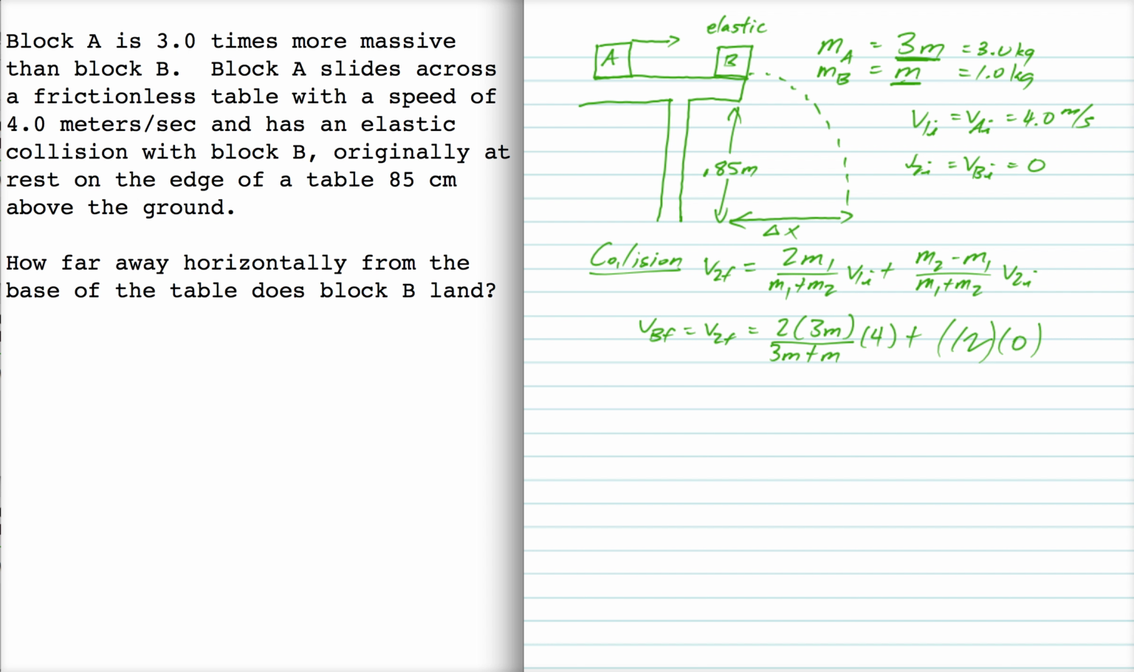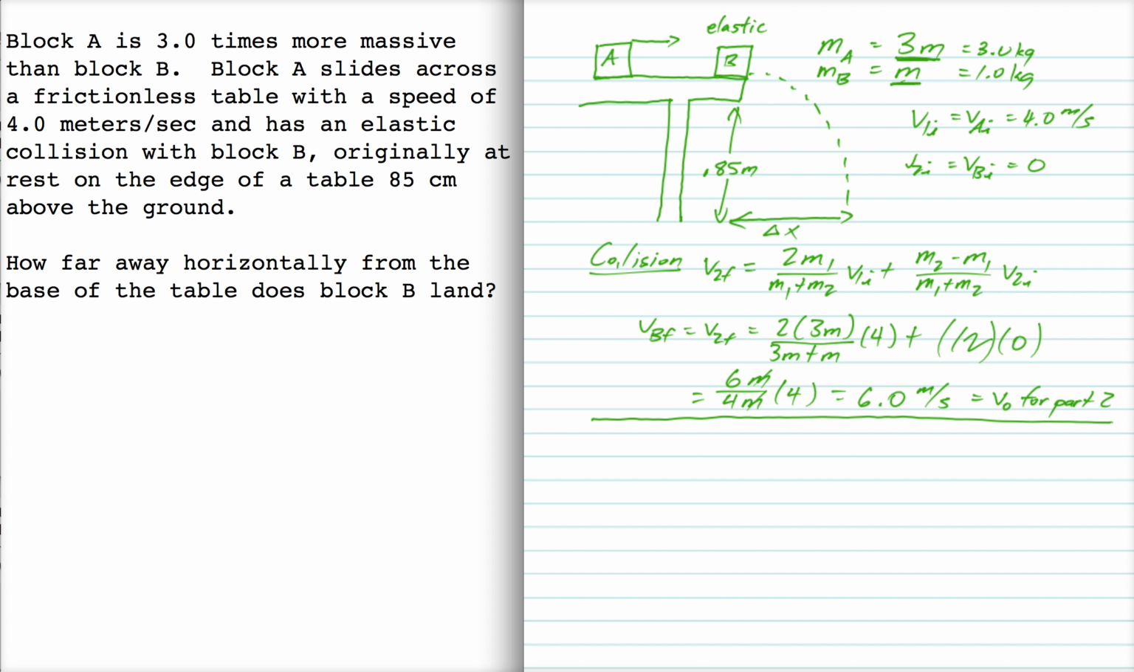So this works out to be 6m over 4m times 4. And the m cancels out. So 6.0 meters per second. That's the velocity of block B. That's equal to the initial velocity for part 2. That's the velocity of block B after the collision. Now we need to find out how far away from the table B lands.